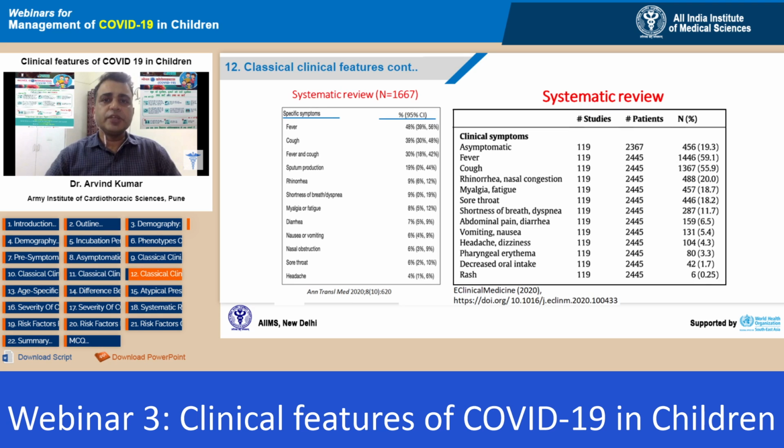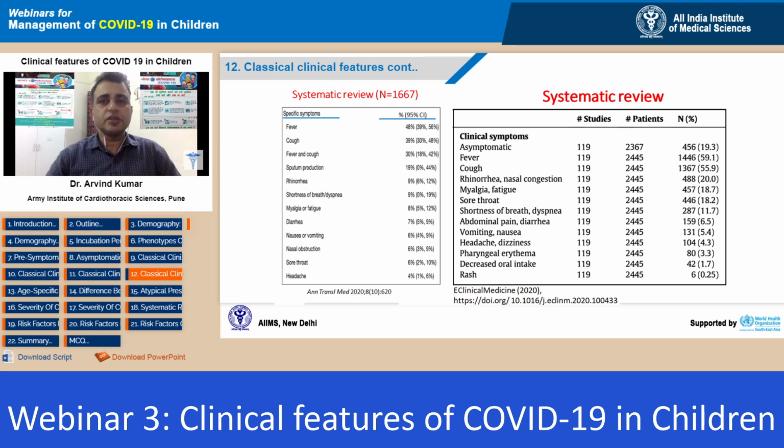Here are two systematic reviews showing clinical features in children. One on the left side included 1,667 children, and the one on the right included 2,500 children. In both reviews, fever was most common in about 50 to 60% of children, followed by cough in about 40 to 50% of children. Both fever and cough were present in only 30% of cases.